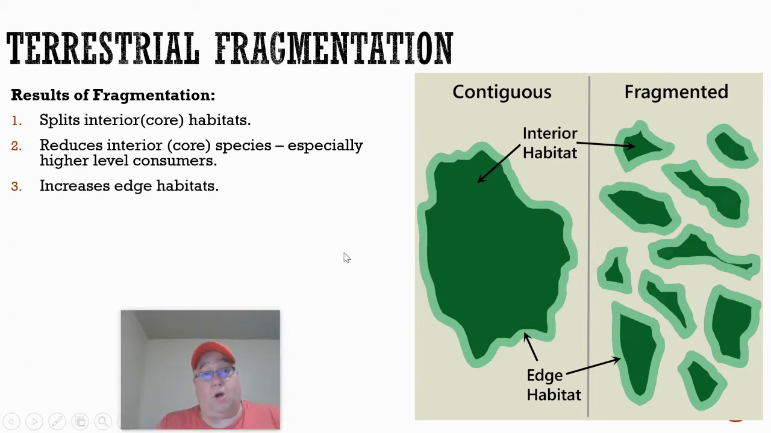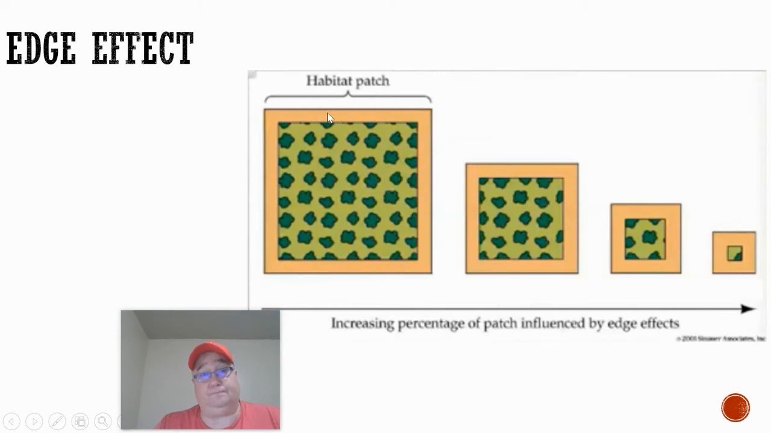Another thing that's probably going to happen is an increase of edge habitats. So even though we've decreased the core, you'll notice how much extra edge we have. If we added up all the edge area here, it probably would be more than what we have over here. So the edge habitats would be increased, and that would probably increase our edge species. The edge species would probably not be impacted as much as the core species would be. But again, this is just the result of fragmentation.